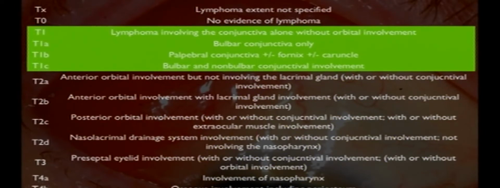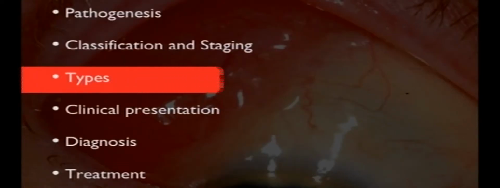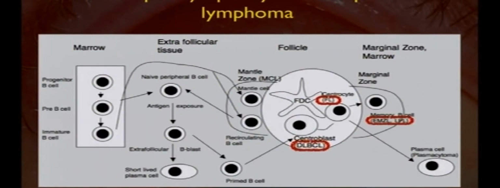Now, of note here, as your T increases, the prognosis tends to be bad. And if you see, our conjunctival lymphoma falls in the lower Ts, that is in the T1, where the prognosis is relatively better. So as you have a lymphoma which is progressing from the ocular surface to the orbit, or is involving the eyelid or other adnexal tissues, bear in mind that the prognosis of the patient tends to go down. Let's look at the different types of lymphomas which are present.